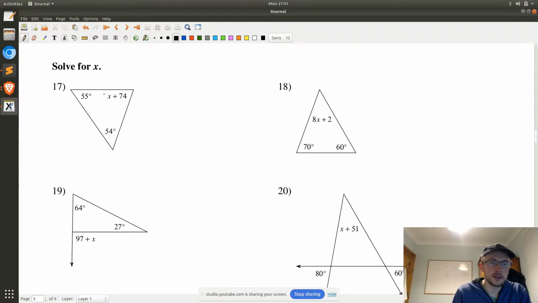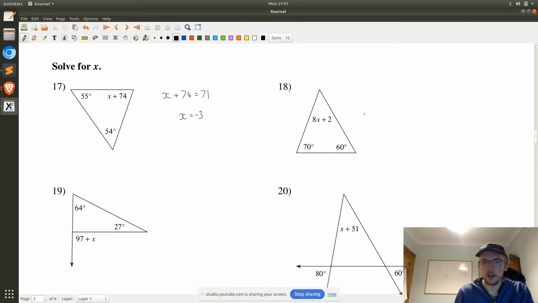Now solve for x. 55 add 54 is 109. Take that from 180, and you get 71. So x add 74 equals 71. So x must be -3.